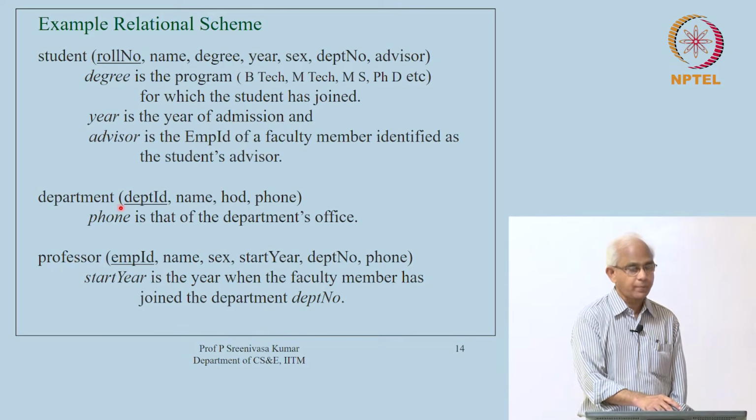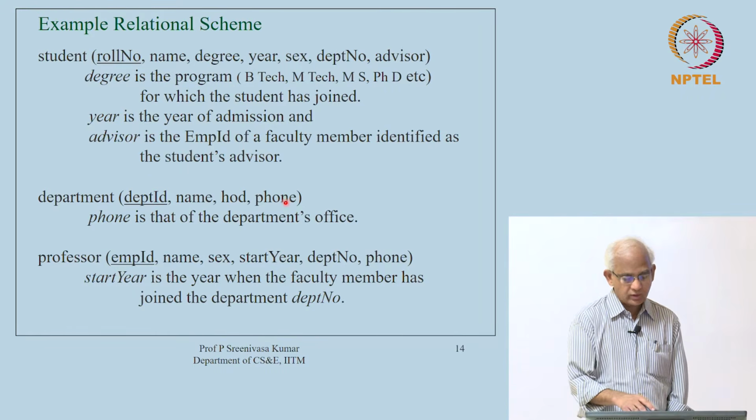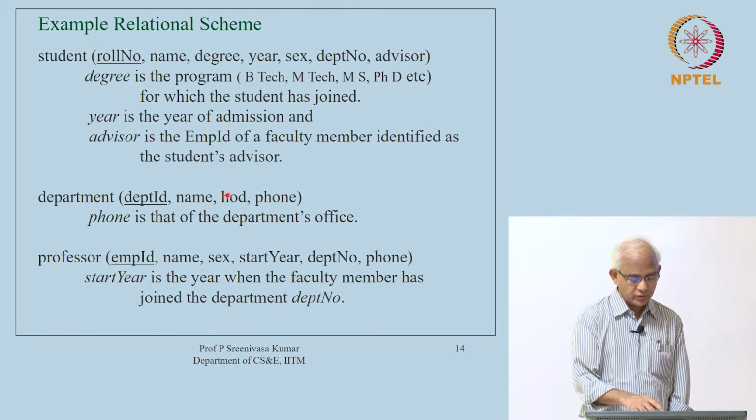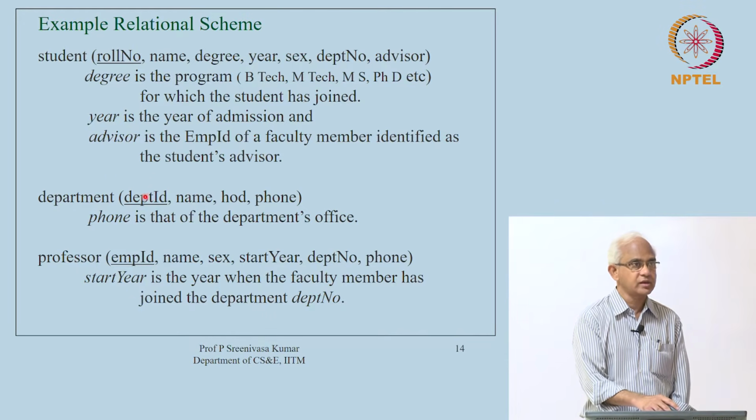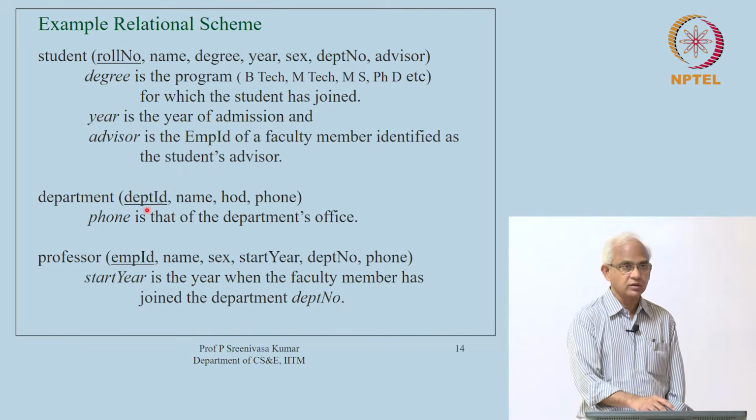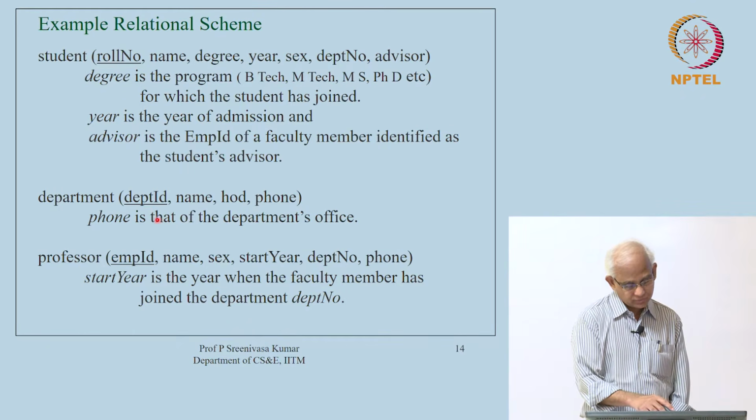So, department is another relation, it has department ID, name, HOD and phone. Phone is the department's office phone number. HOD is a faculty member who is the head of that particular department, who is academically responsible for the running of the department, and then there is the name of the department and an ID. So, we give some numbers for the departments, so that they are easily identifiable and serve as a key. In this case, even the name could serve as a key, but we choose to have a department ID which is a number.